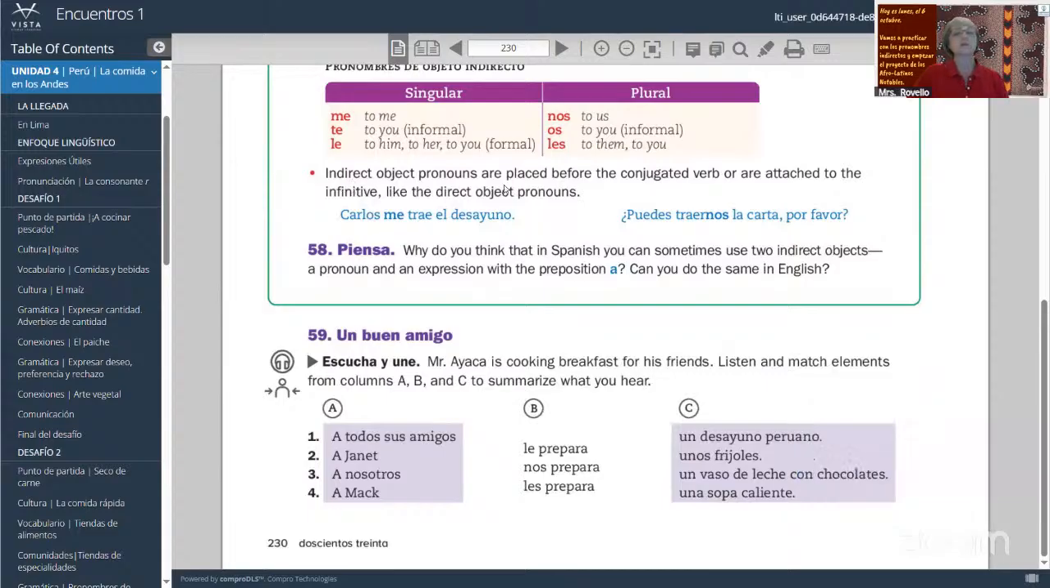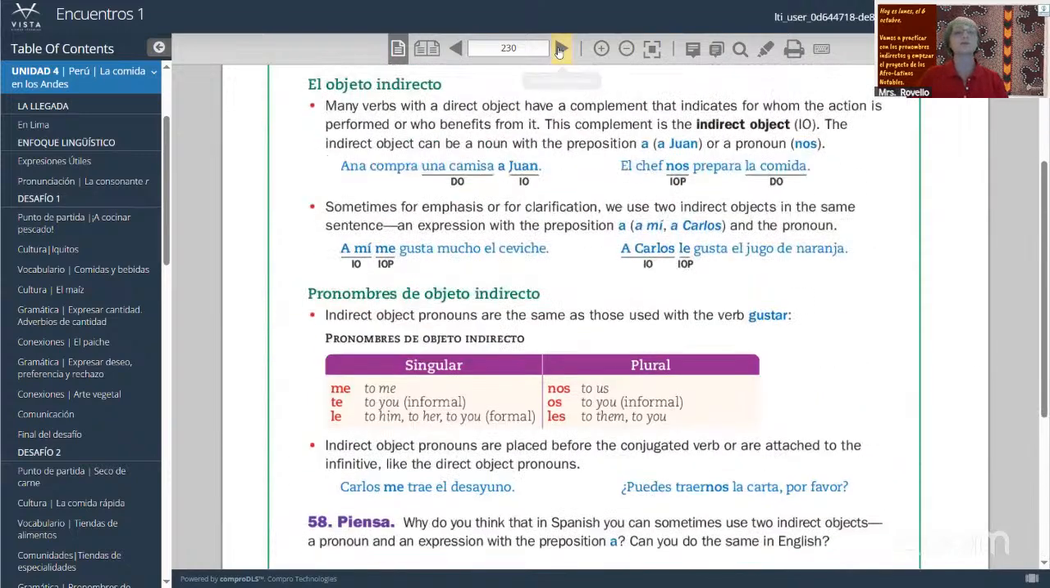Placement. Indirect object pronouns are placed before the verb. Carlos me trae el desayuno. Carlos brings me breakfast. Or attached to the infinitive when we have two verbs, right? Puedes traernos. Traer is the regular form of the verb. Notice we have two verbs, puedes and traer. So we can stick our nos at the end of that, just like we did with the direct object pronouns. Any questions about those before I turn the page here?